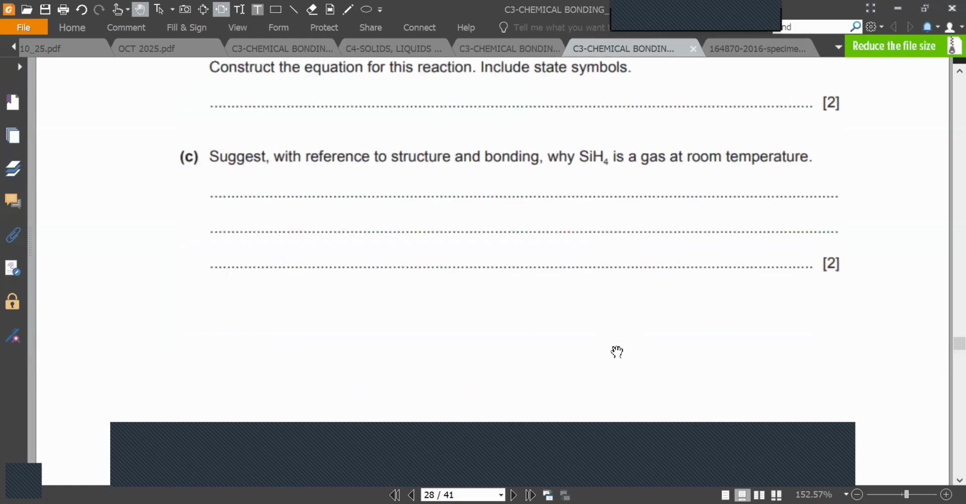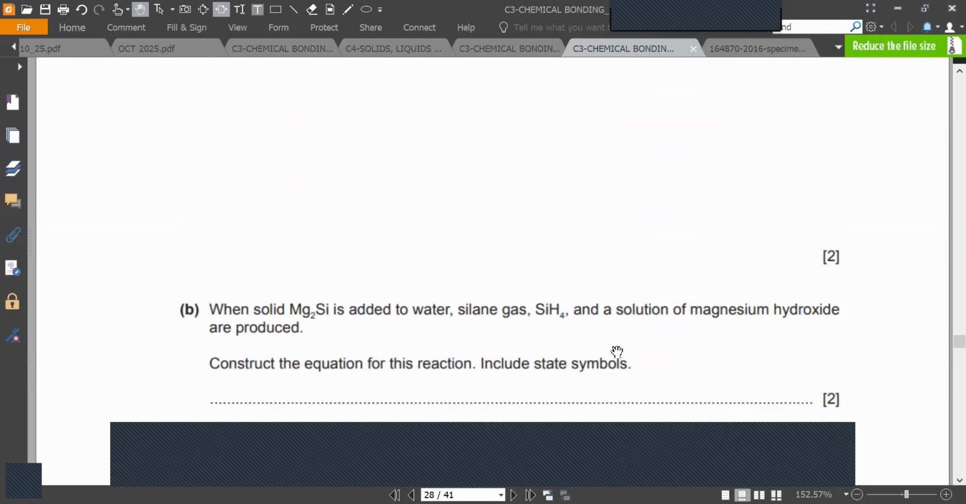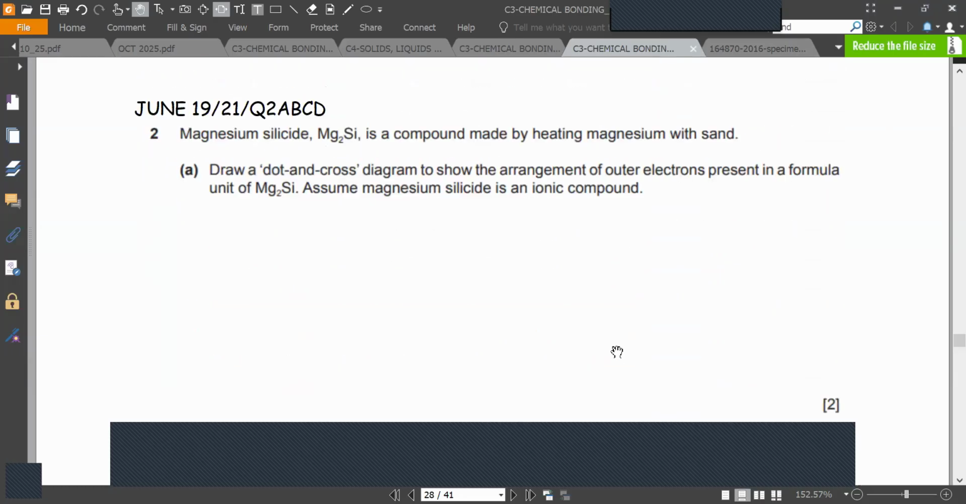So this part I haven't prepared yet, but it's okay. We just carry on. Magnesium silicide is a compound made by heating magnesium with sand. Draw a dot and cross diagram to show the arrangement of outer electrons present in a formula unit of magnesium silicide. Assume it is an ionic compound. We only want to show outer electrons.